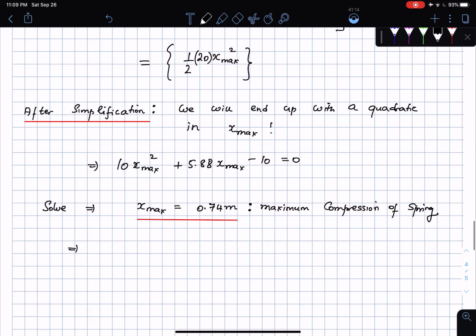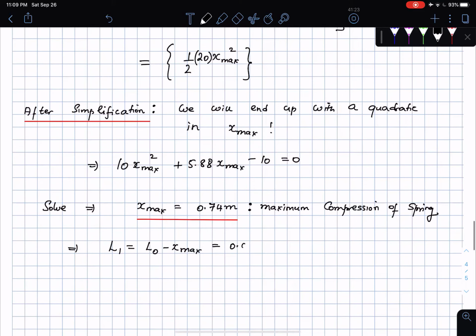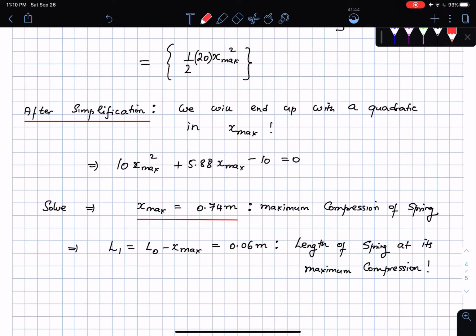Okay, and then the length of the spring, L1, which was given to us as L0 minus x max, is going to be 0.06 meters. This is the length of the spring at the maximum compression. Okay, so that was also something that we were supposed to find out in this particular problem.